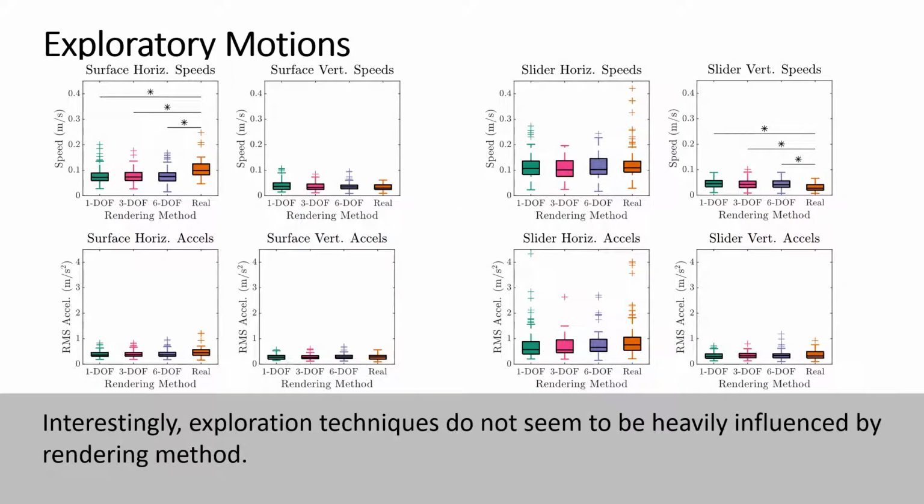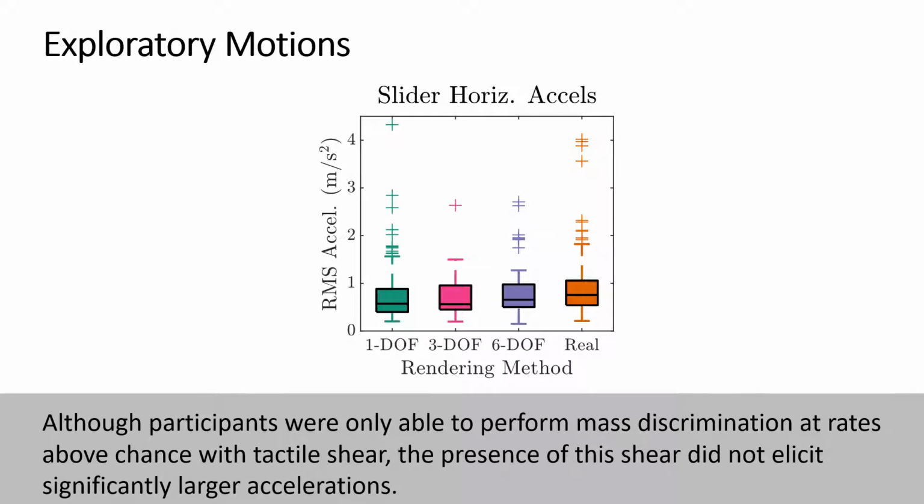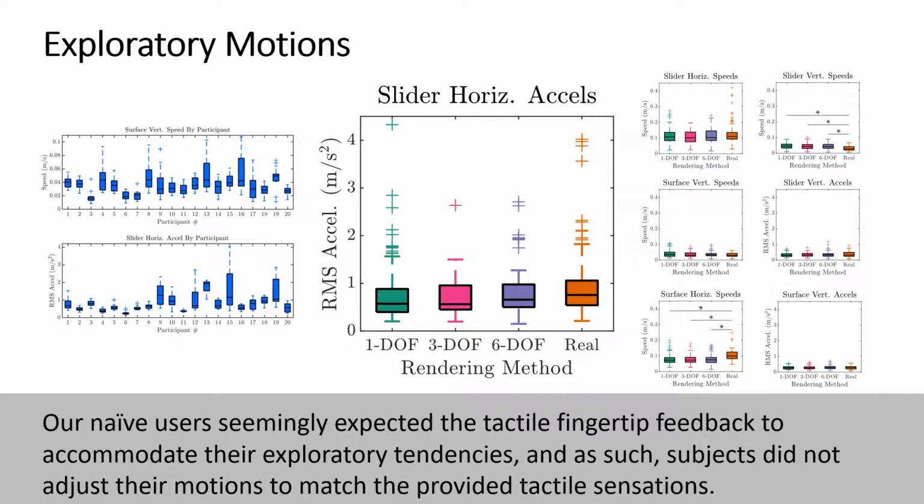Interestingly, exploration techniques do not seem to be heavily influenced by rendering method. Although participants were only able to perform mass discrimination at rates above chance with tactile shear, the presence of this shear did not elicit significantly larger accelerations. Our naive users seemingly expected the tactile fingertip feedback to accommodate their exploratory tendencies, and as such, subjects did not adjust their motions to match the provided tactile sensations.